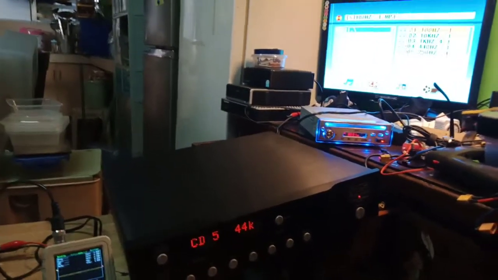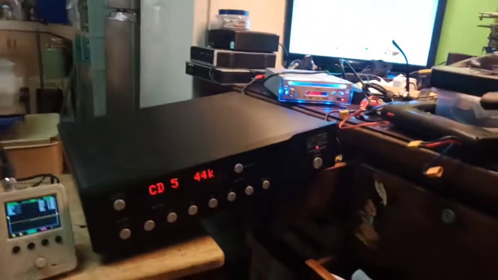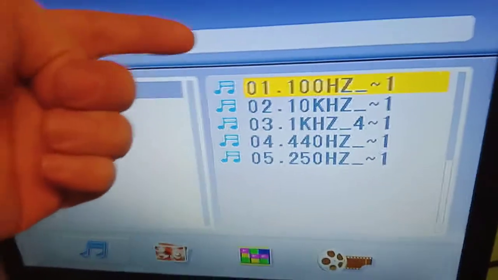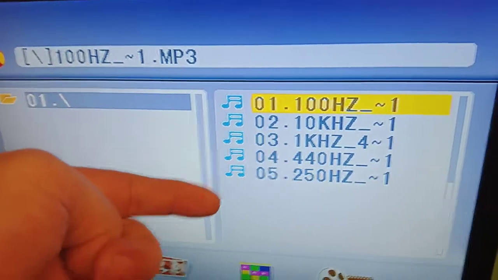The volume is different, lower volume. Anyway, we'll test it again. So I'll see, I have the same five signals. There I have 100 hertz, 10 kilohertz, 1 kilohertz, 440 and 250.